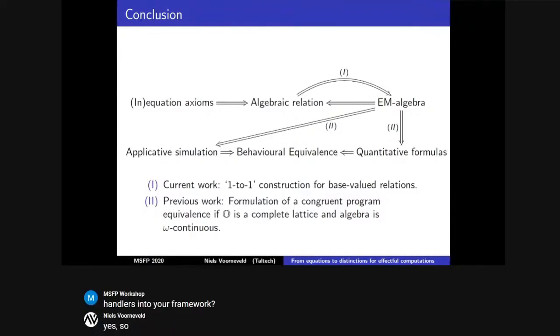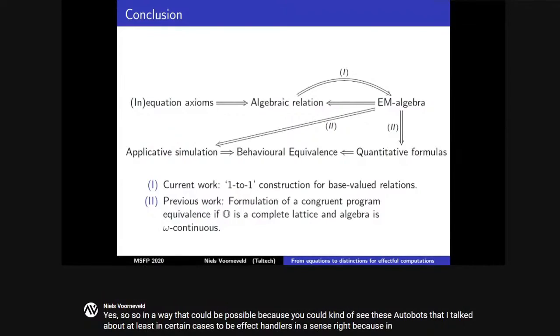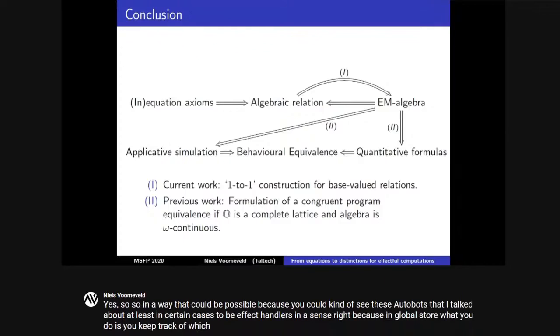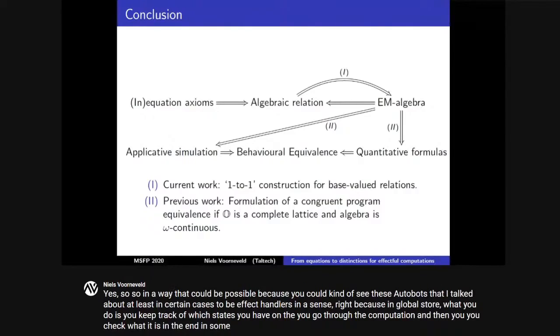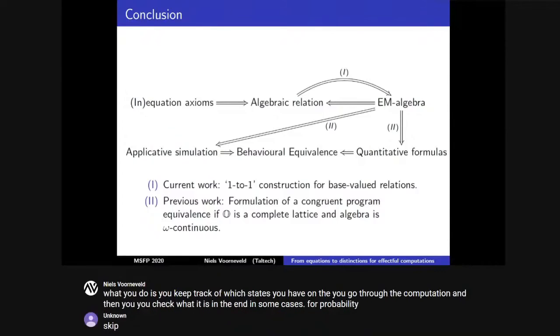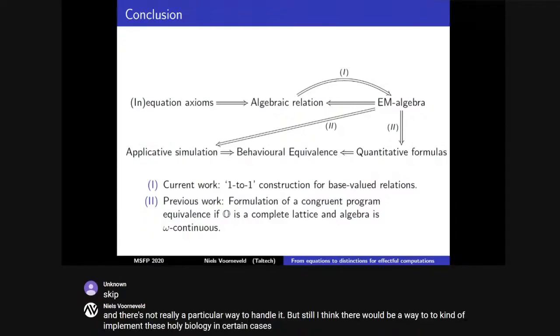Yes, so in a way that could be possible, because you could see these algebras that I talked about, at least in certain cases, to be effect handlers in a sense. Because in global store, what you do is you keep track of which state you have, and then you go through the computation, and then you check what it is in the end. In some cases, for instance for probability, there's not really a particular way to handle it, but still, I think there would be a way to implement these algebras in certain cases as effect handlers. Yes, that could be one way to look at them.